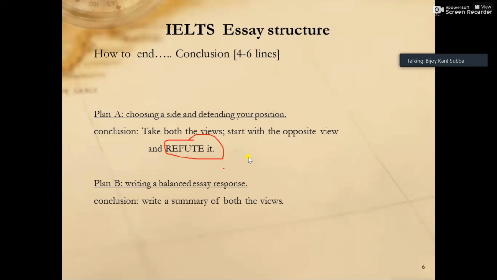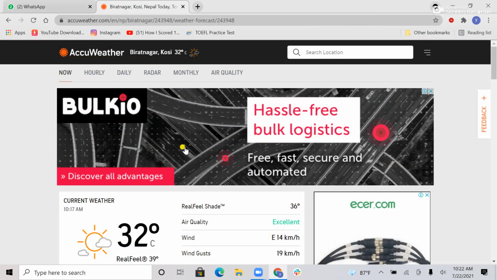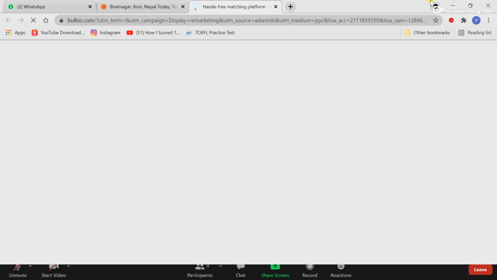Okay, so I'm using the word refute. Now let's see. You're taking one side and then you're defending a position, why you support nuclear weapons technology, and you start with the opposite view. But then, rather than criticizing the opposite view, what you're trying to say is, yes, I do understand.